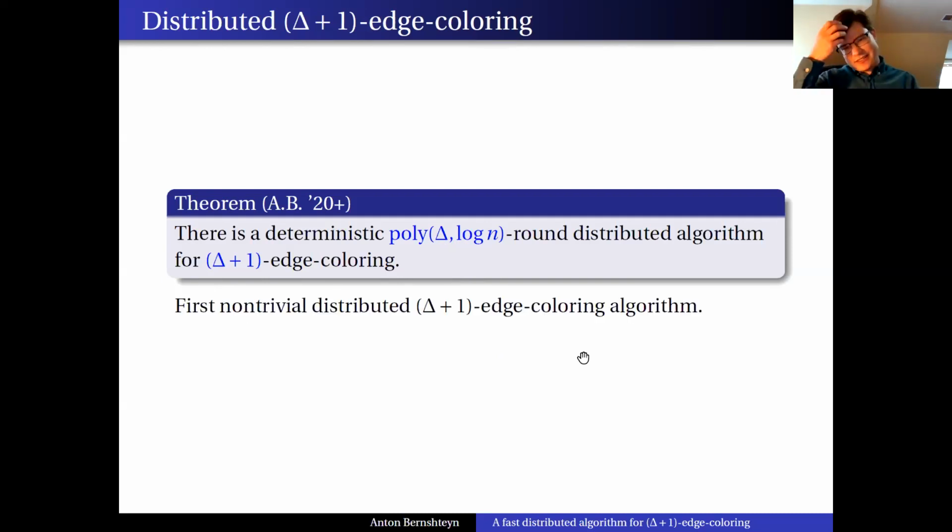And just to emphasize somehow, no non-trivial bounds for delta plus 1 edge colorings were known before. So nothing worse than this was known either, except for the trivial, linear in the diameter of the graph bound. And the reason is that the usual proof of Vizing's theorem is very non-local. I will explain a bit later what I mean by that. But somehow there is a certain challenge one has to overcome.